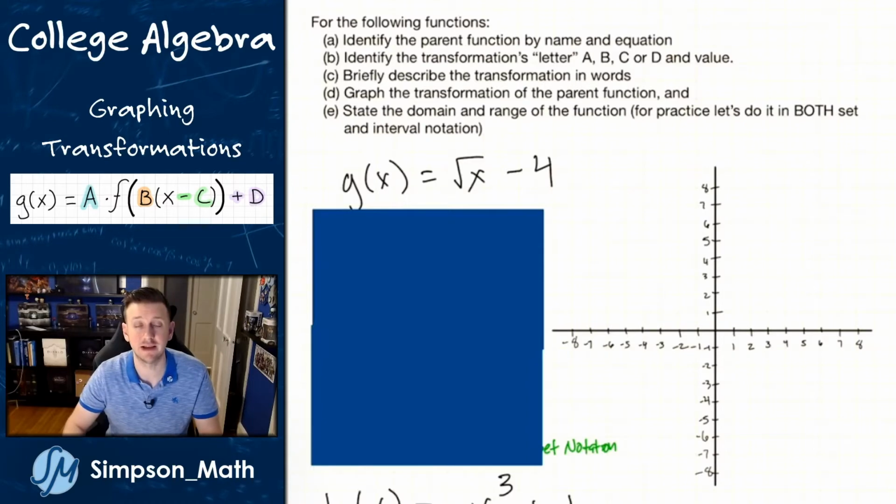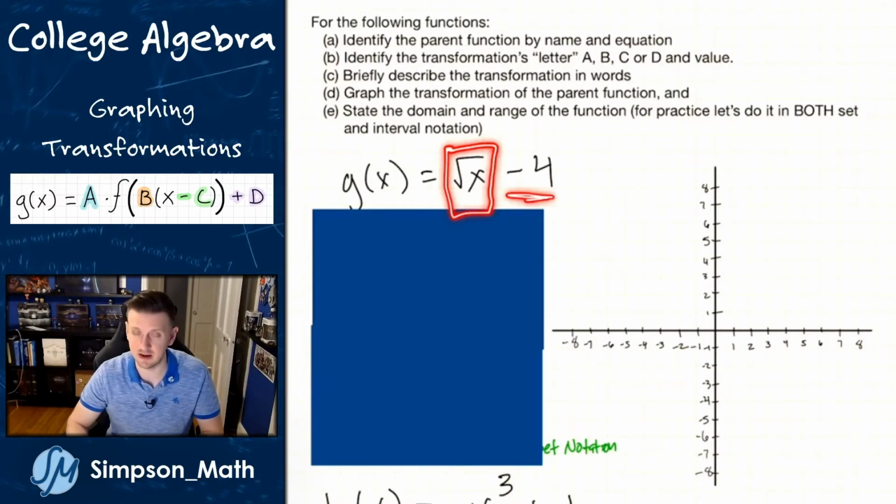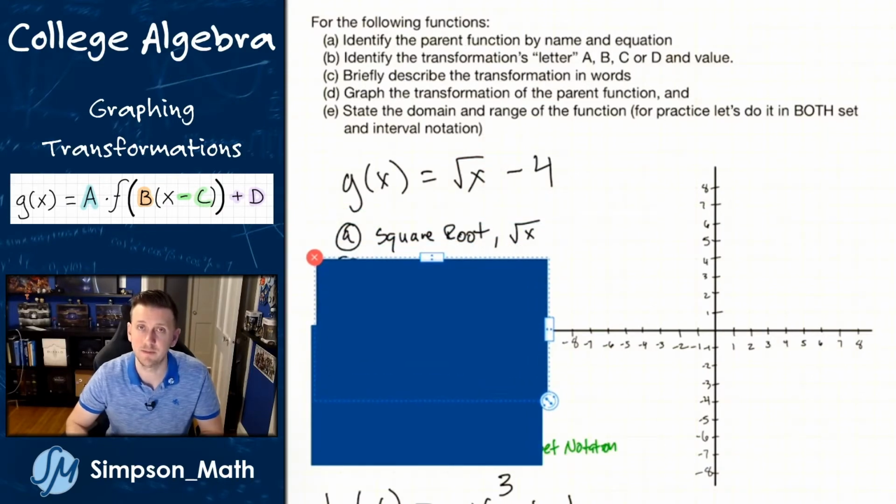So let's take a look at g of x, which is the square root of x minus 4. Looking at this, what is the parent function we can see associated with this? It is the square root of x. This minus 4 is a number, so this part right here, the square root of x, is the parent function. So I can make that note that the square root is our parent function. All right, so then this minus 4.